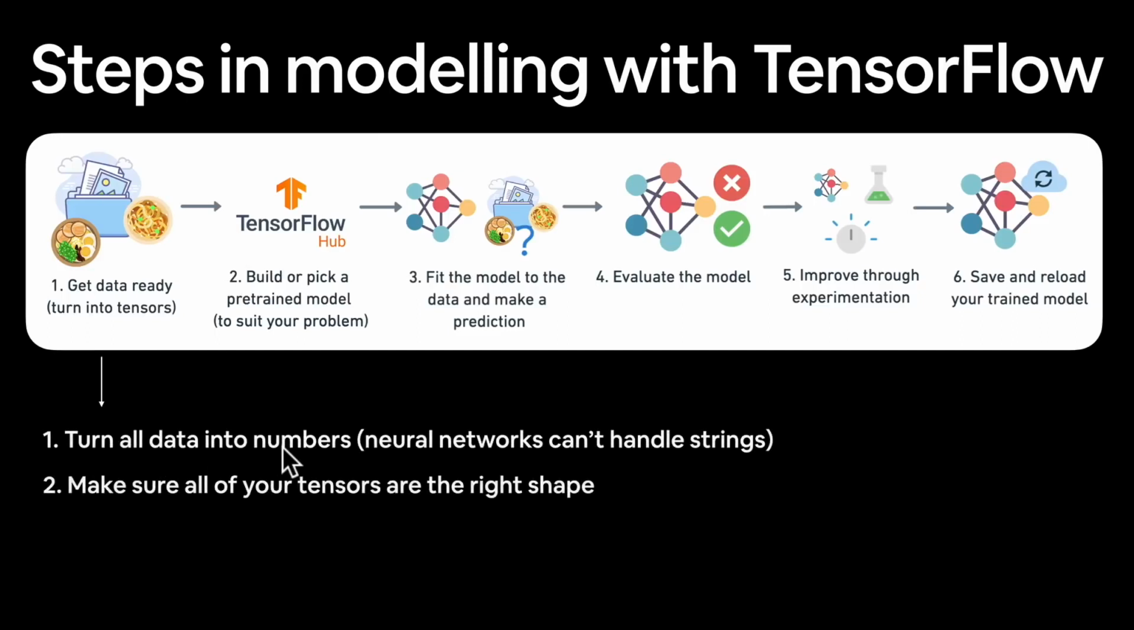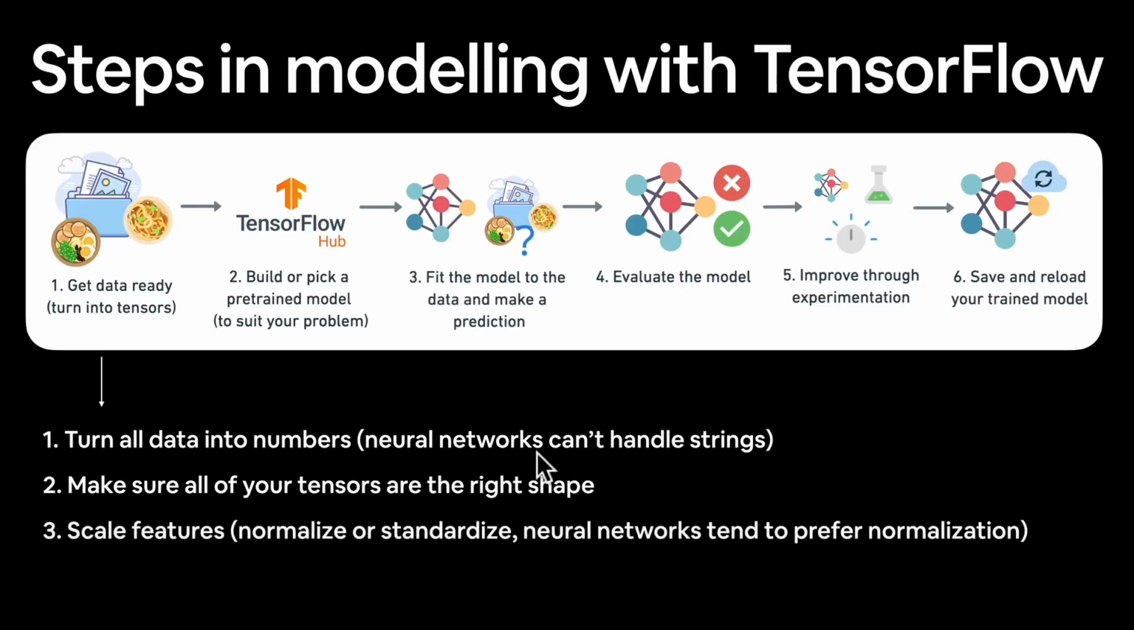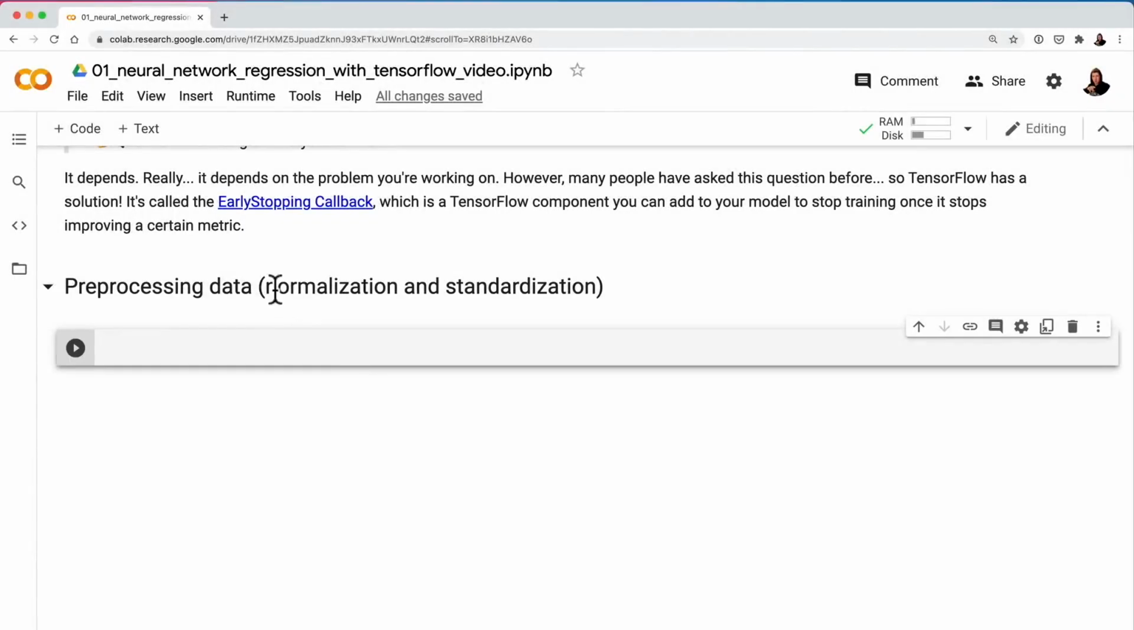So we've turned all our data into numbers. Remember, neural networks and actually most machine learning models can't handle strings. They need everything to be in numerical form. Number 2, we've made sure all of our tensors are the right shape because, as we've seen before, if our tensors are the wrong shape, we run into a whole bunch of different issues. And number 3, we haven't done yet, is to scale features. So normalize or standardize. Now, neural networks tend to prefer normalization. Again, these are just words to you at the moment, but we're going to see what both of these are in a minute. So let's go back to our notebook.